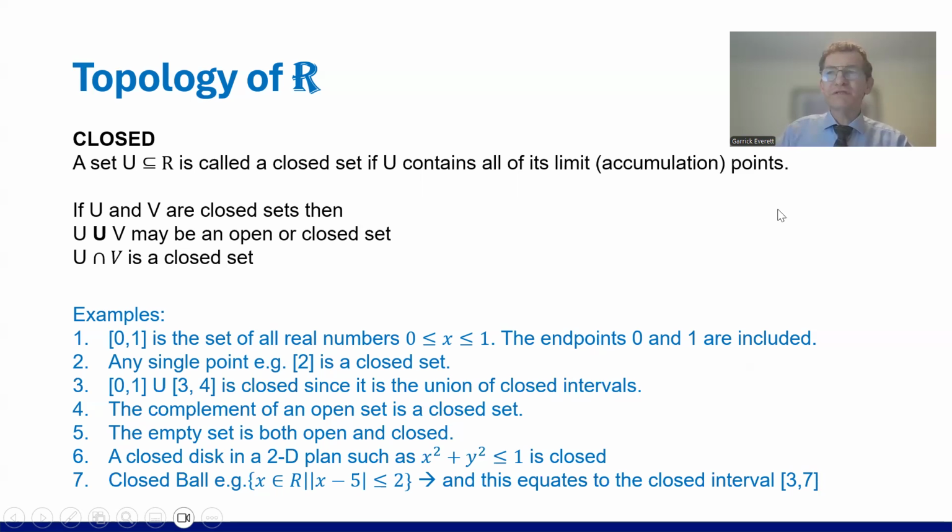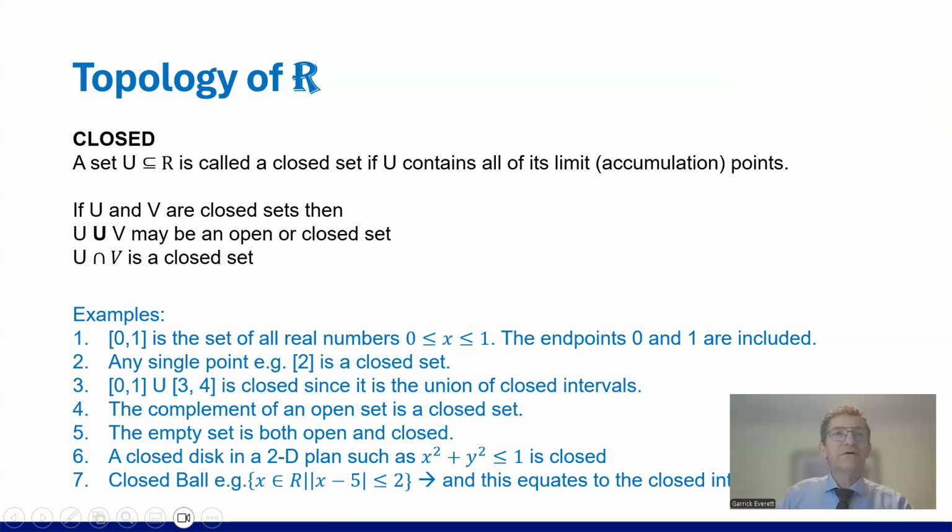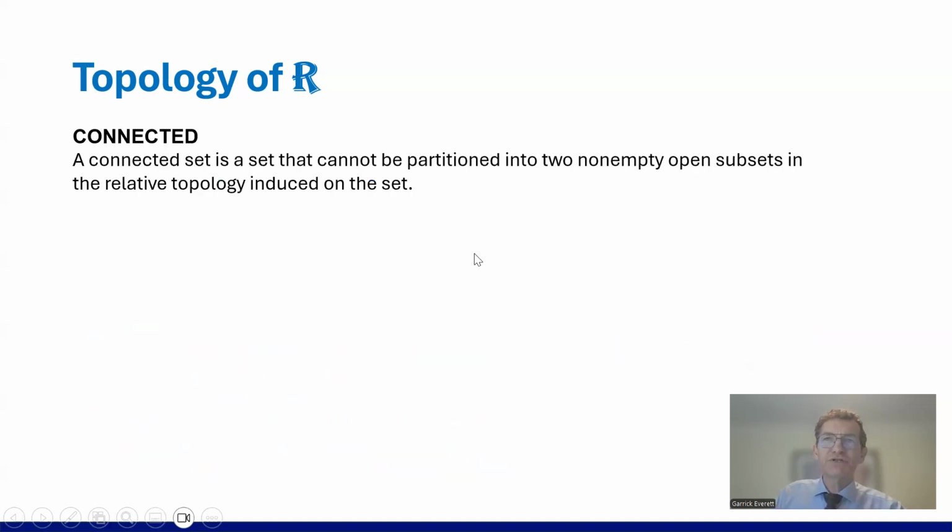So now we're going to look at connected sets. A connected set is a set that cannot be partitioned into two non-empty open subsets in the relative topology induced on the set. So I'll just say that again. A connected set is a set that cannot be partitioned into two non-empty open subsets in whatever topology you're looking at.